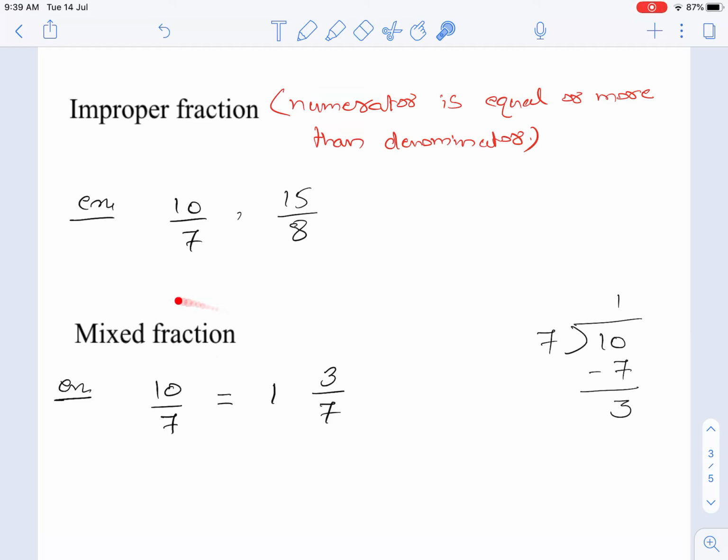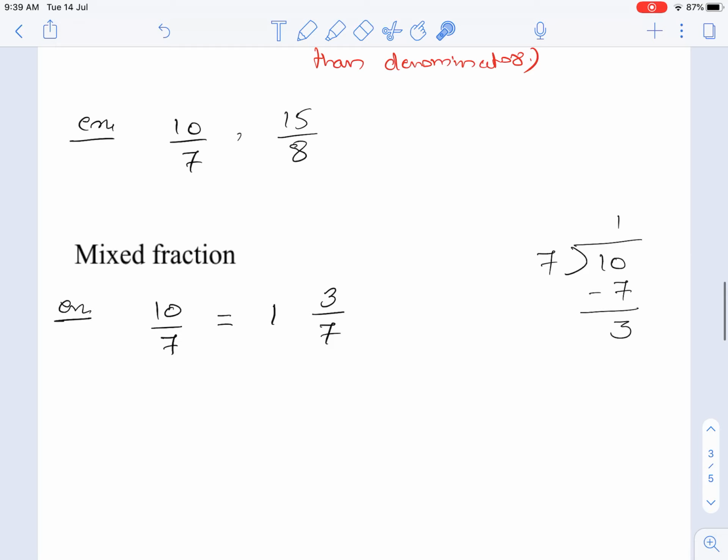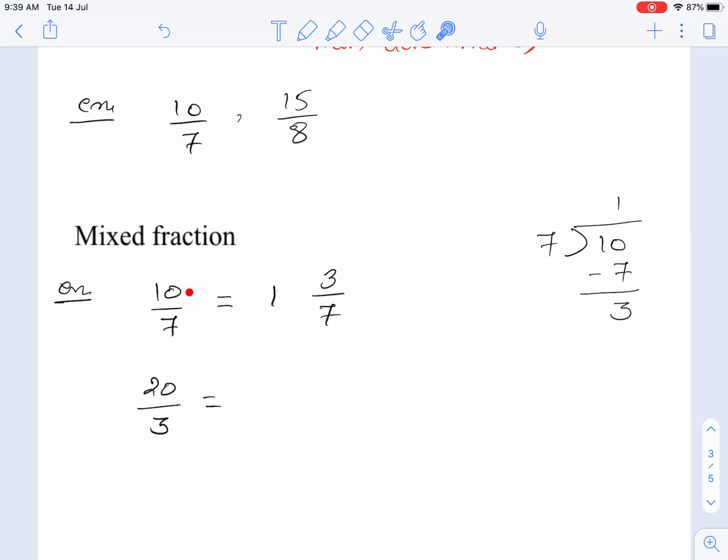So a mixed fraction is what? It is a combination of a whole part and a fraction part. Is it clear? Okay, let us consider another example. Suppose we have 20 upon 3. Now we want to convert this. Remember that a mixed fraction always deals with an improper fraction. Now 10 upon 7, numerator is greater, so it is improper. 20 upon 3, numerator is greater, so it is improper. Now we want to write this improper fraction as a mixed fraction.